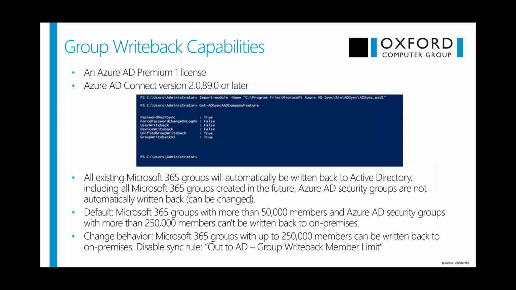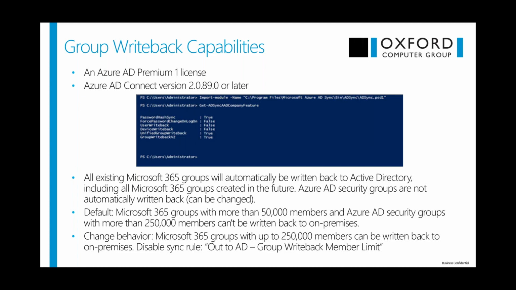So, group write-back capabilities. You need an Azure AD Premium 1 license. You'll need Azure AD Connect version 2.0.89.0 or later. As you can see from this configuration screenshot, you'll need to have the unified group write-back set to true, and the group write-back v2 set to true. When you have those set to true, then you have the ability to write back not only distribution lists, but security groups also.